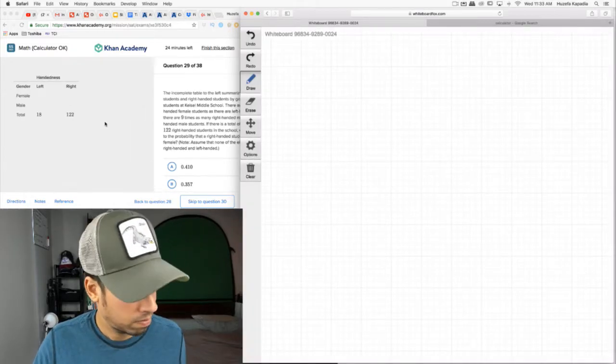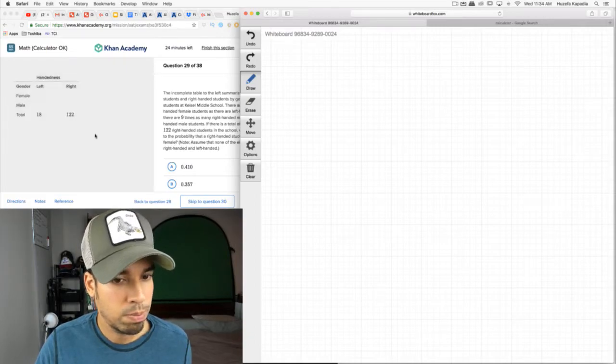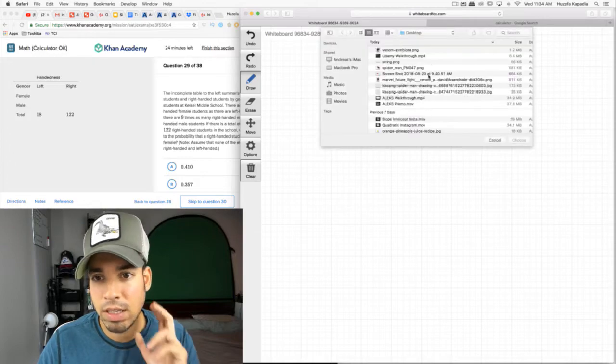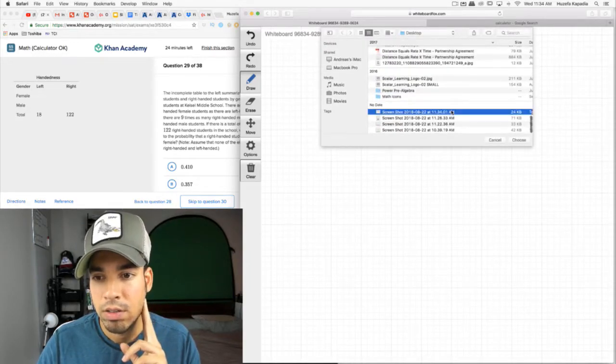Okay, next. Oh, I think it's a partial graph here. Yeah, it's an incomplete table, they said. Okay.